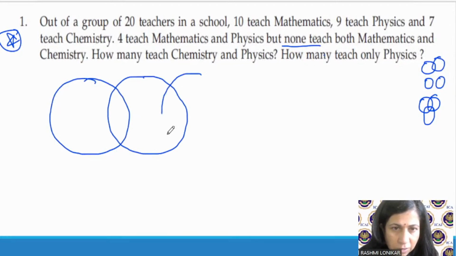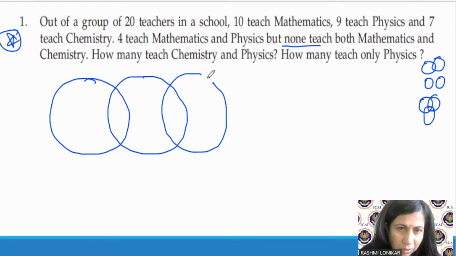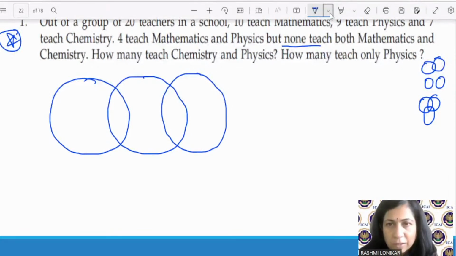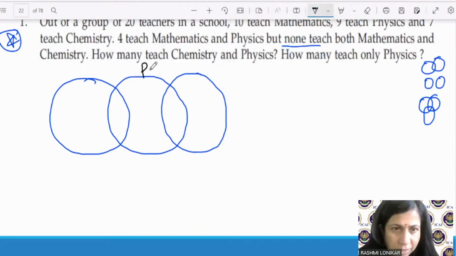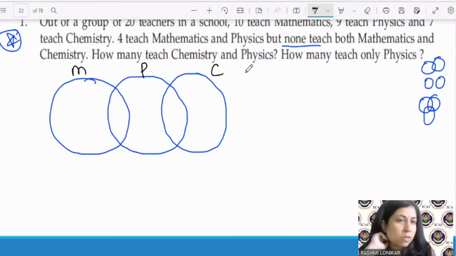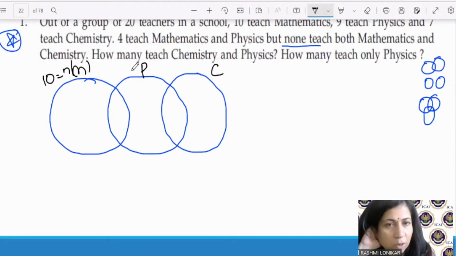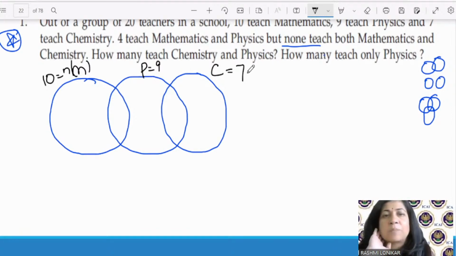Okay, this is the unique way. And that is purposefully how I have taken this. This is my physics, this is my mathematics, and this is my chemistry. How many teach mathematics? 10 teach mathematics. So N of M is equal to 10. How much is physics? Physics is equal to 9 and chemistry is equal to 7.